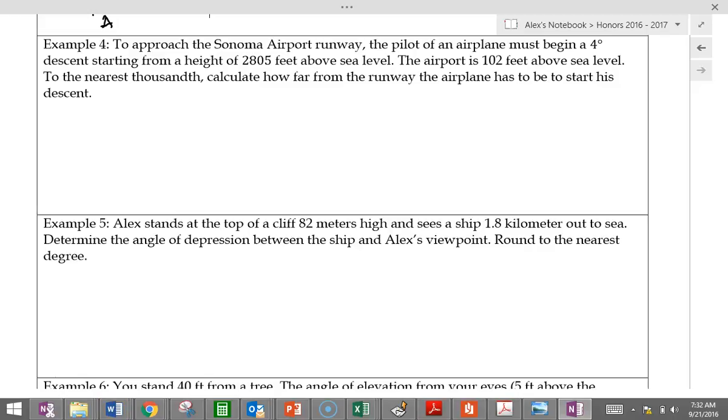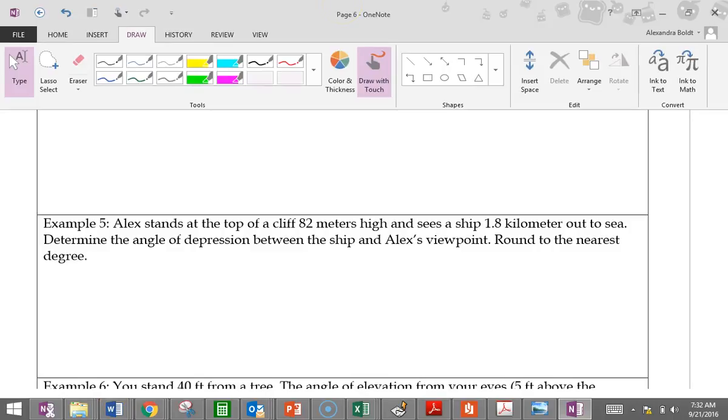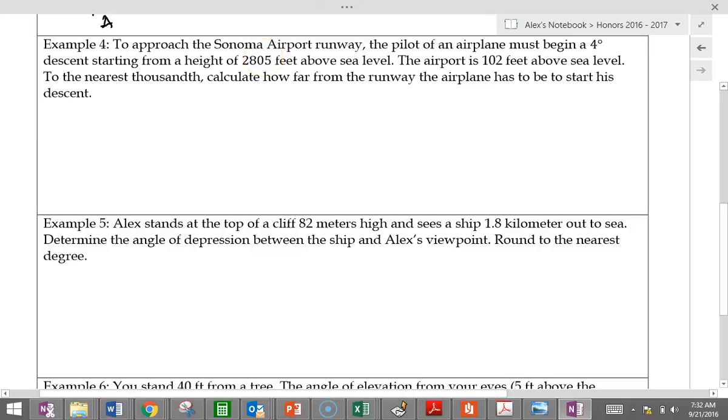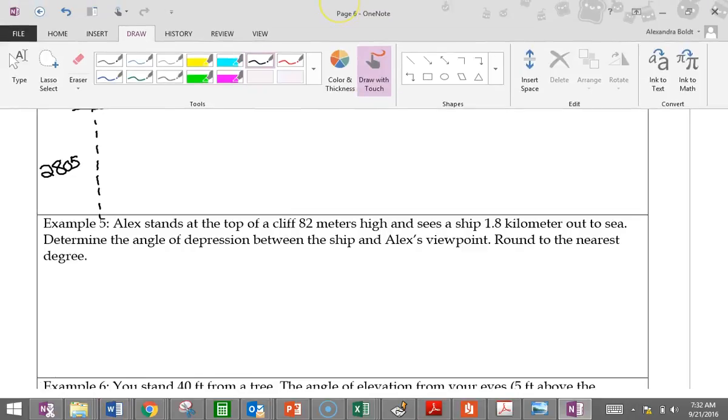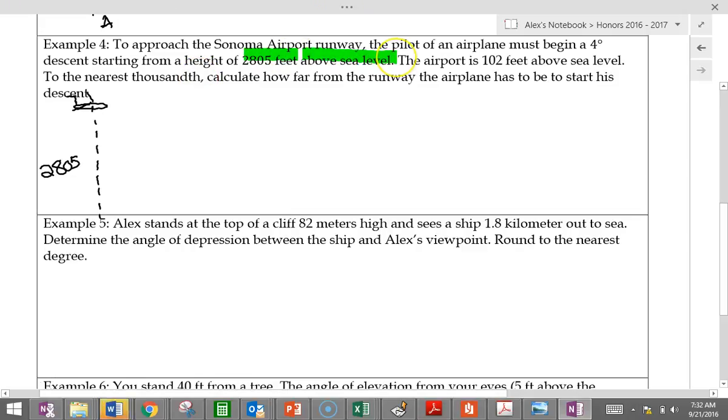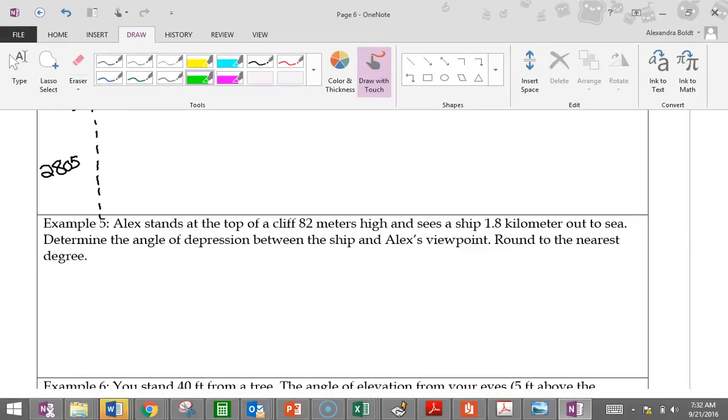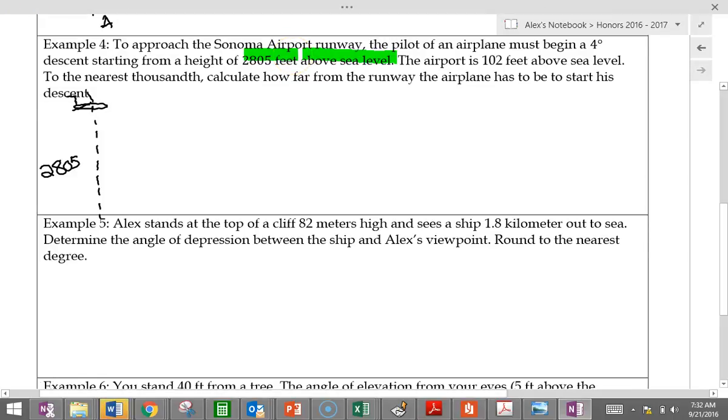It starts with descent. Okay, this is a very important problem because it's very hard to draw. So here's my little airplane, right? And the airplane is 2,805 feet above sea level. Right? So then he has a descent, right, of 4 degrees.